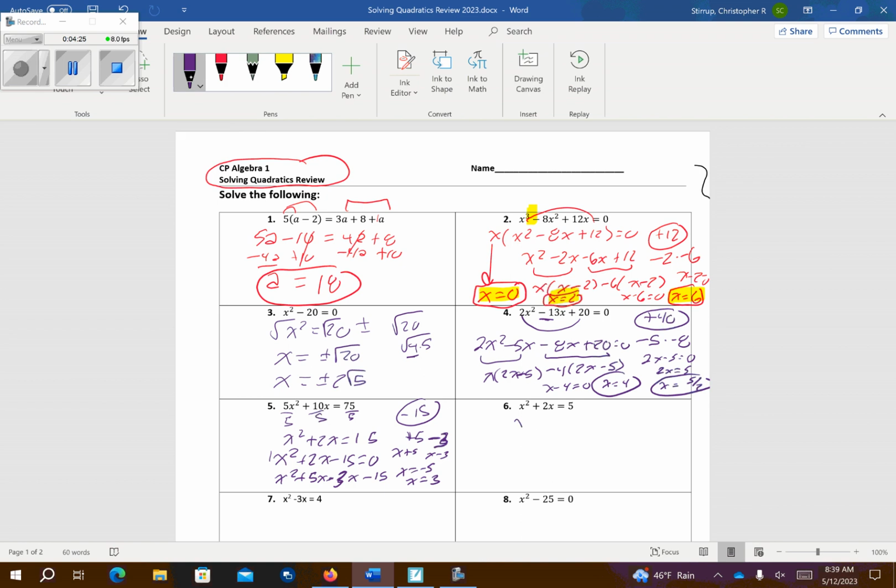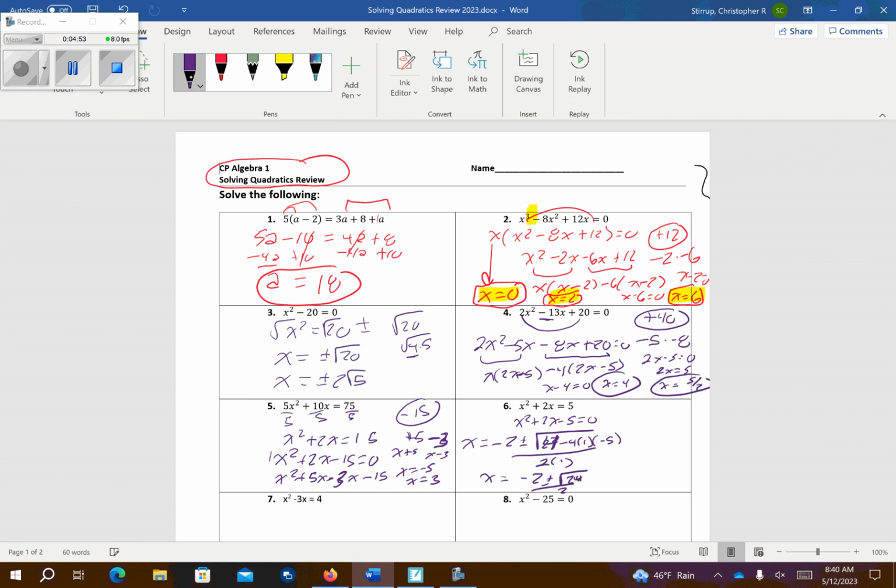Next problem, I'm going to subtract the 5, bring it over. And this one we have to use the quadratic formula on. So we have x equals negative b plus or minus square root b squared minus 4ac all divided by 2a. So x is equal to negative 2 plus or minus. That gives me a 4 right here. And that gives me a positive 20. So that's going to give me positive 24 over 2.